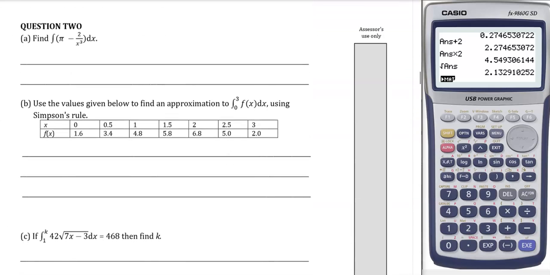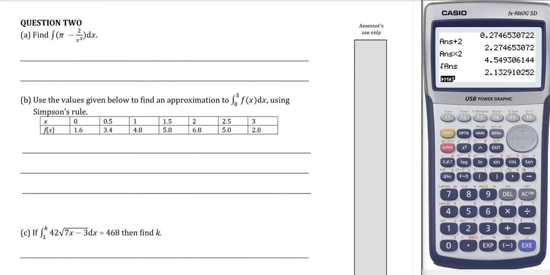Okay, on to question 2. Integrating this, pi is just a constant, so that becomes pi x. This was 2x to the minus 3, so if we increase that power by 1, we are going to have x to the minus 2. We divide minus 2 by the new power of minus 2, and we just get a plus 1.